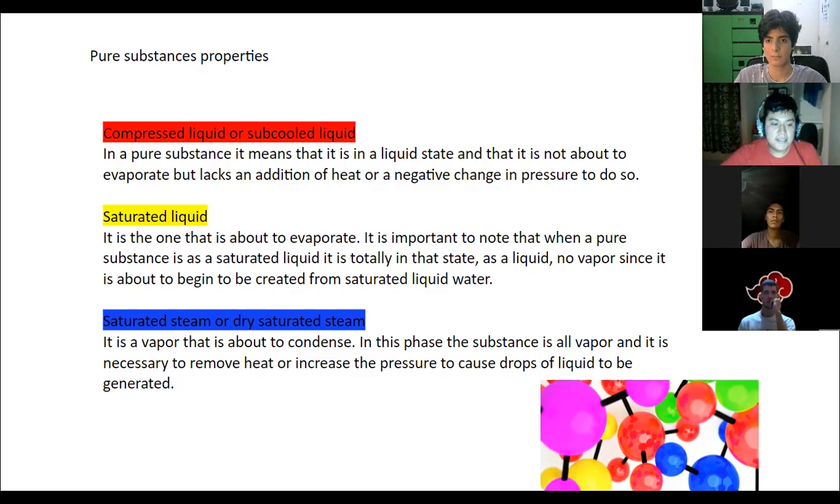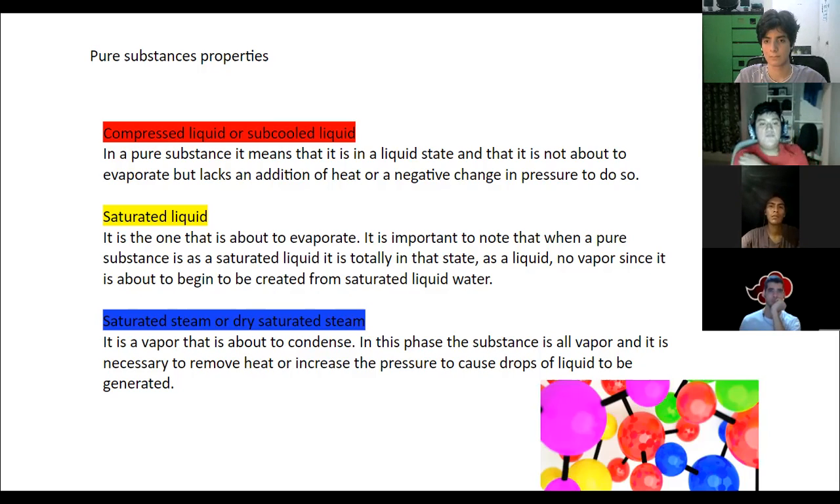Now, the last pure substance properties are three: compressed liquid or subcooled liquid, which in a pure substance means it is in a liquid state and is not about to evaporate, but lacks an addition of heat or a negative change in pressure to do so. Saturated liquid is one that is about to evaporate. It is important to note that when a pure substance is a saturated liquid, it is totally in a liquid state, with no vapor, though it is about to begin to be created.